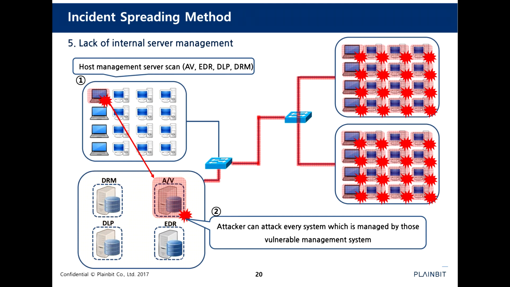In order to control the system of the internal network freely, the attacker attempts to gain control of the entire system by attacking the AV management server, the DRM server, and the DLP server, which manage the internal network system. For applications and servers that are managed in the internal network, updates must be kept up to date and monitored to respond to known attacks.